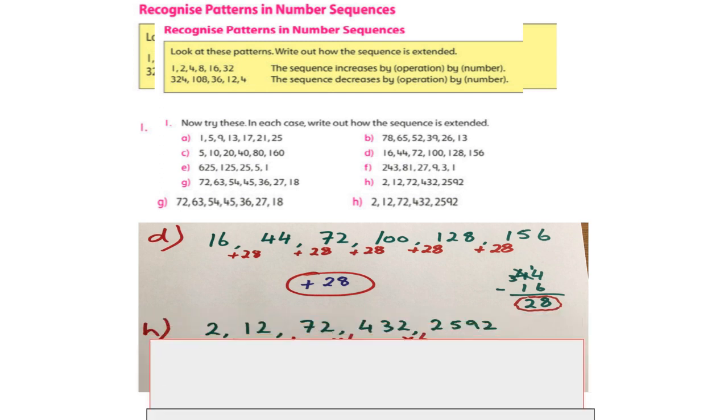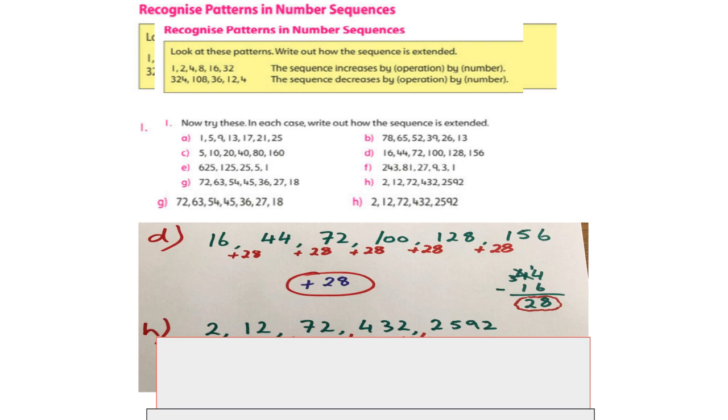So H is 2, 12, 72, 432, and 2,592. Once again, the numbers are increasing. But you can recognize from the number sequence, the numbers are going up quite high, aren't they? They're going from 2 to 12 to 72 to 432, right up to 2,592. This would indicate to us that we are going to use the multiplication sign, okay?